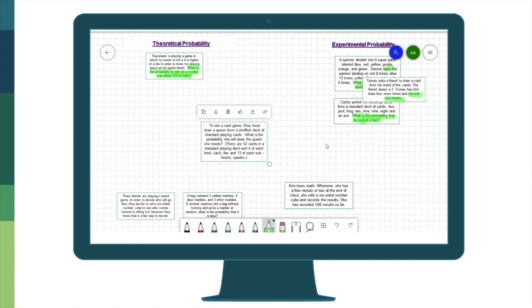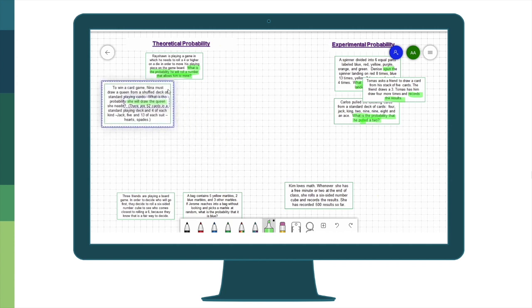Now, to win a game, Nina must draw a queen from a shuffled deck of standard playing cards. What's the probability she will draw the queen she needs? There are 52 cards in a standard playing deck, and 4 of each kind, 13 of each suit. She will draw. What's the probability that she will draw the queen? She has not conducted the experiment yet. We are just identifying the probability based on the information that we know, so we consider that theoretical probability.